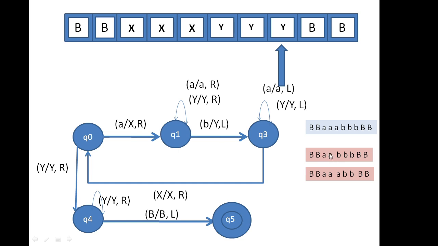When I move right, I get an A. Again, I'll convert this A into X and move right. I'll get a Y. I'll let the Y be as it is and move right. When I move right, I'll get a B. I'll convert this B into Y and move left. When I move left, I'll encounter a Y, so I'll let it be as it is. I'll encounter an X, so I'll let it be as it is and move right.